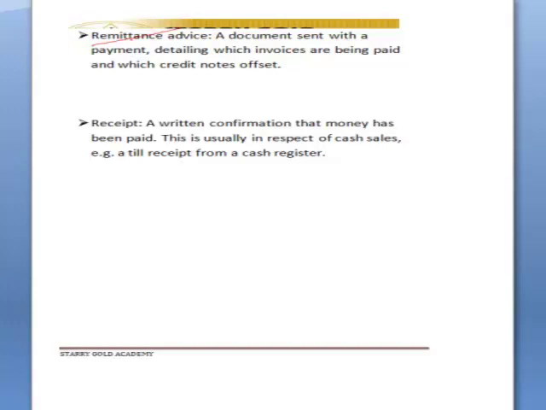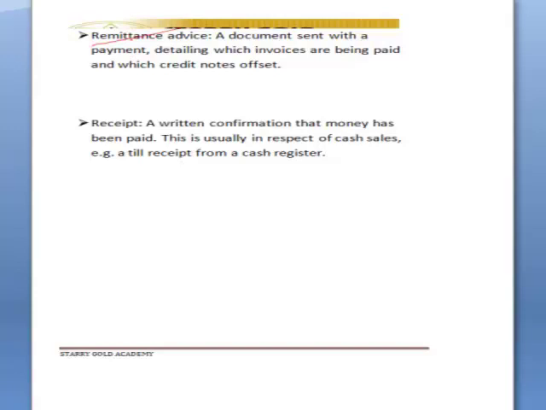Then we have receipt. A receipt is a document that acknowledges payment. This is usually written confirmation that money has been paid, and this is usually in respect of cash sales, for instance, a till receipt from a cash register. So that is what we call the source documents.